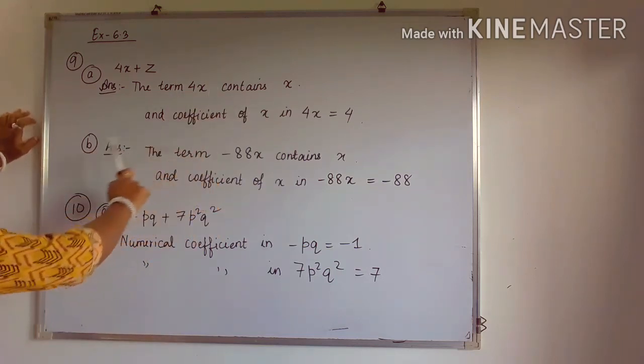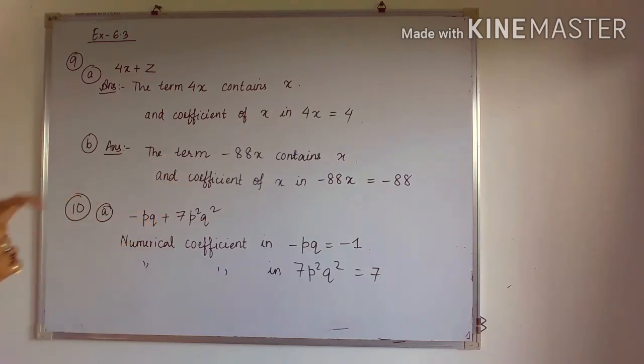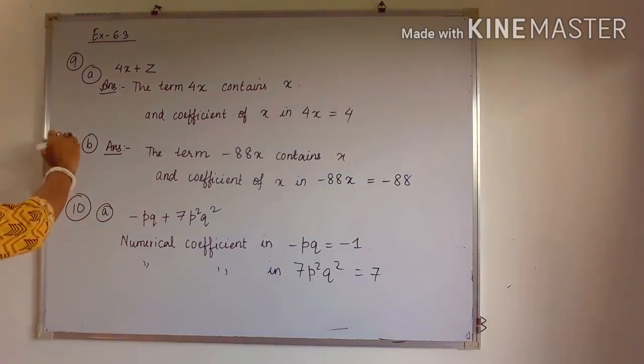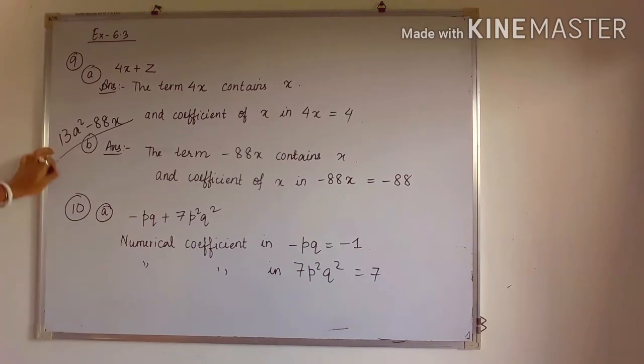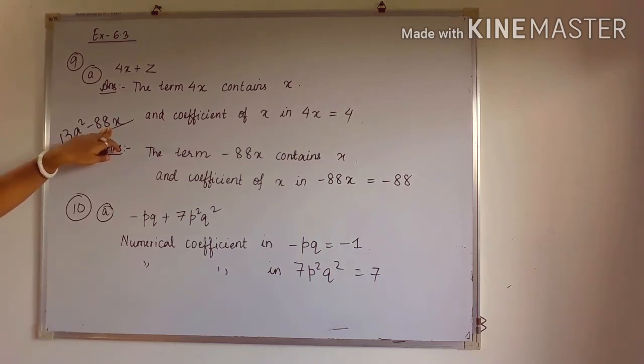Okay. Similarly, in part B, you can see the question was 13a square minus 88x. So you can see here minus 88x is the term which contains x. The first term does not contain x because x is not multiplied with this term. So the second term. Why am I telling second term? Because it is located in the second position. That's why I am telling it is the second term.